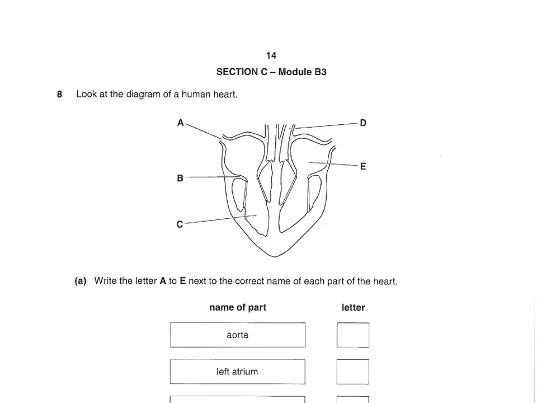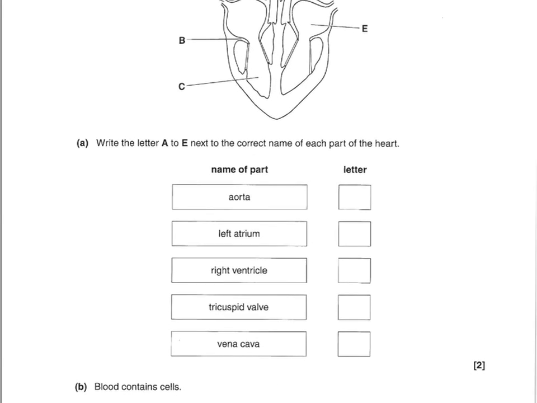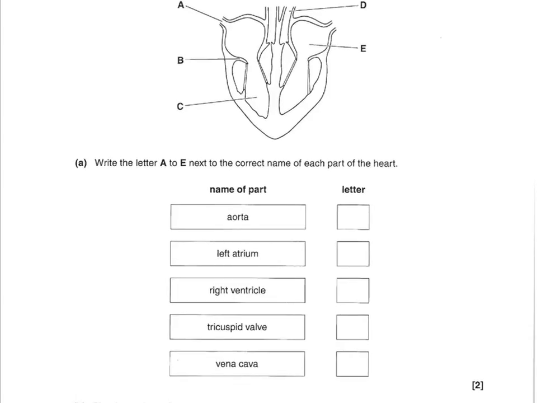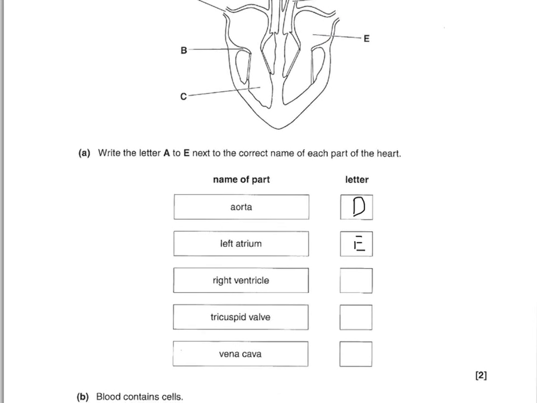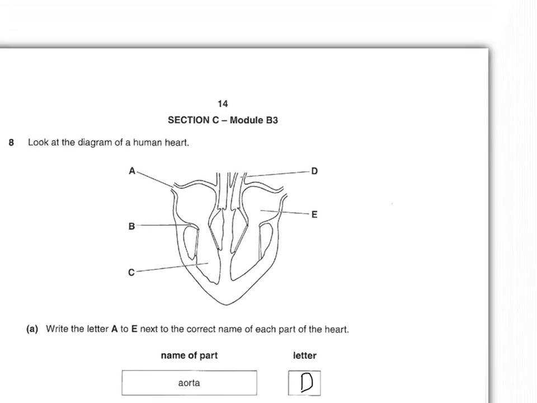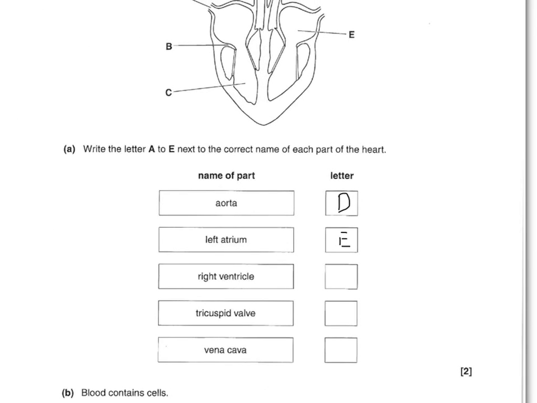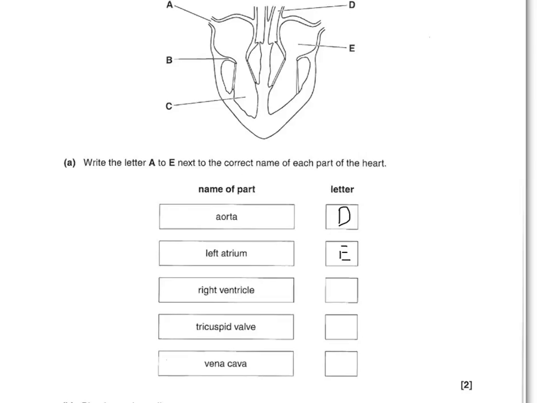So, the biology section first. It says look at the diagram of the human heart, and you've got to write a letter A to E next to the correct name for each part of the heart. So the aorta is this big artery here, that's D. The left atrium is E here. Because remember, you are looking at this diagram front on, so even though that looks like it's the right side to you, it's actually the left side if it was in your body, if you like.